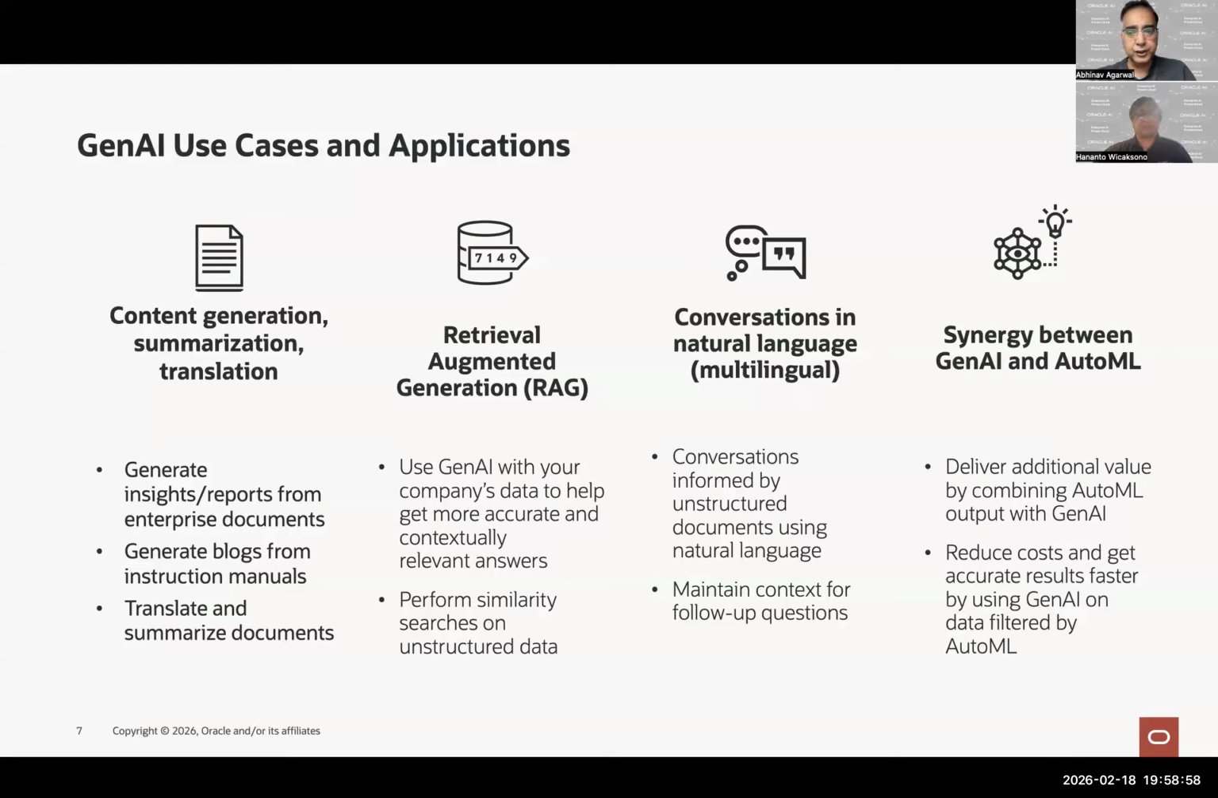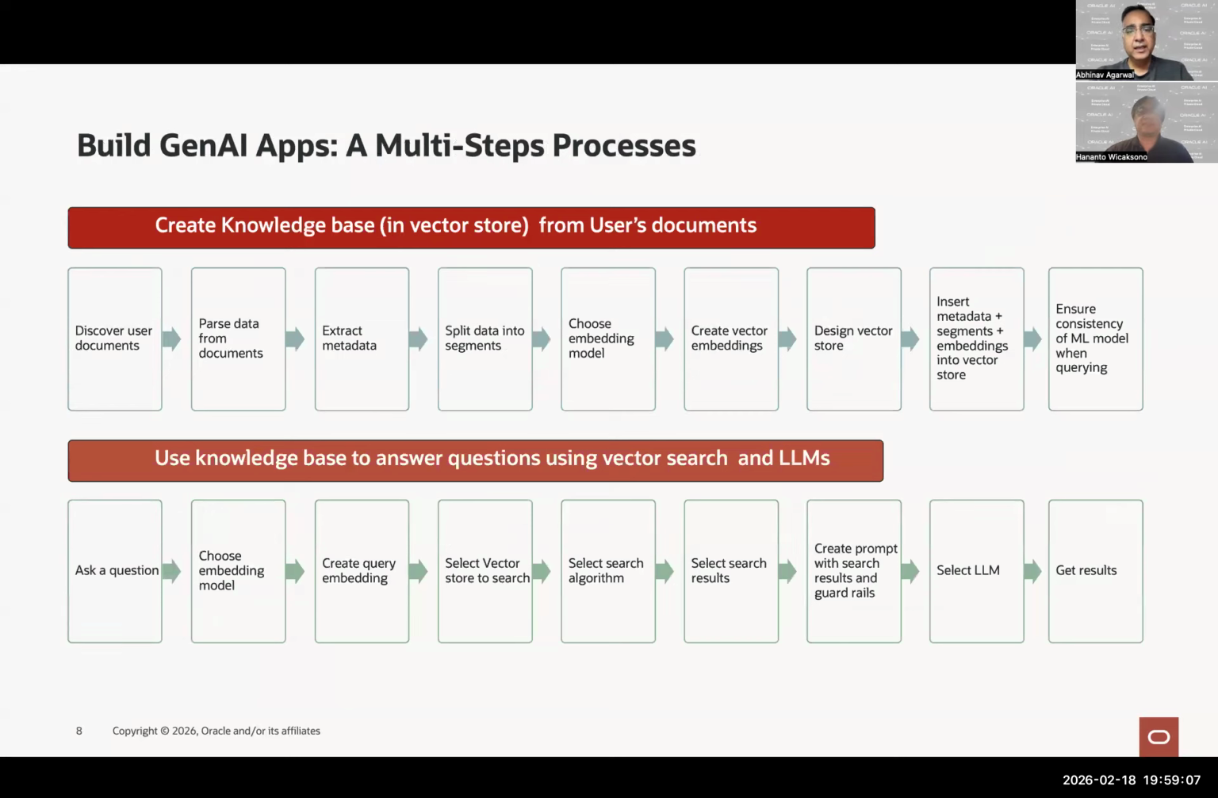So this not only reduces costs, but you get faster results and more accurate results by using this combination of Gen AI and AutoML. We talked about the fact that vector store creation is one of the fundamental steps towards making the fullest use of generative AI capabilities.